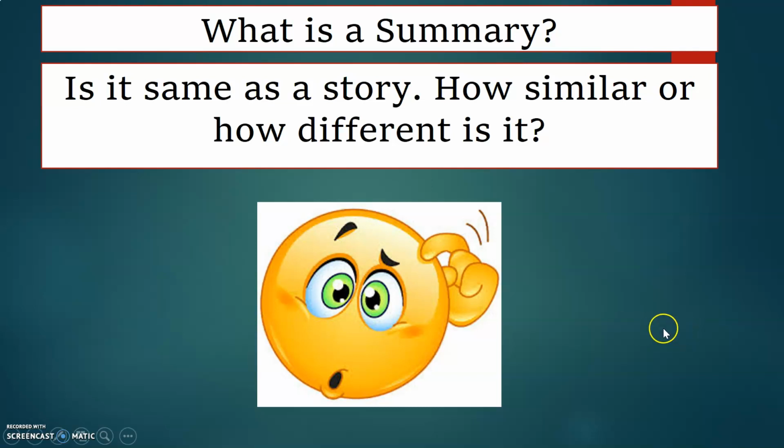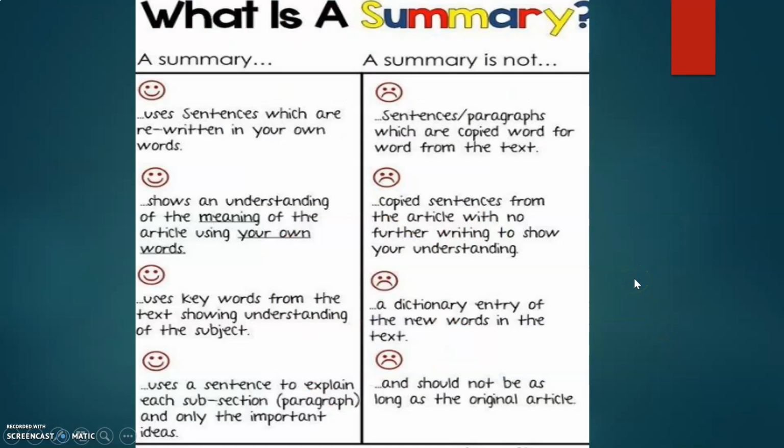So now, let's find out what are the key features of a summary. A summary uses sentences which are rewritten in your own words. Therefore, when you are writing your summary, you have only to retell the story in your own words, not by copying the story that you have read. This is to show that you have understood and comprehended the story and its plot.